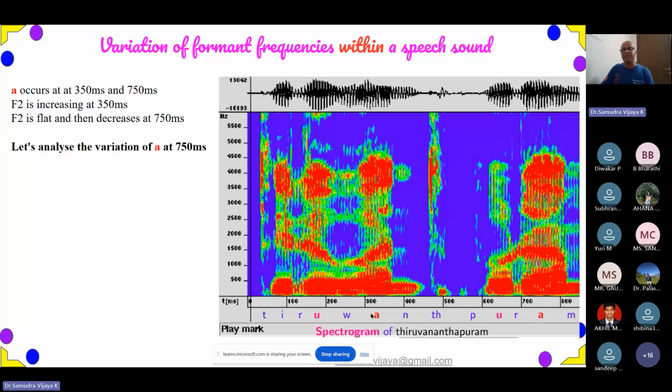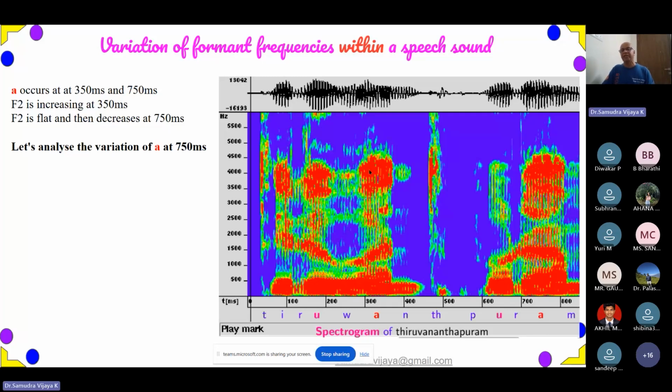The time is shown here in milliseconds. This is 800 milliseconds. And different sounds spoken at different times are shown here. Let us notice that the vowel A has occurred in Thiruvan, from here to here. This is the waveform, and this is the spectrogram. But in the same word, the A has occurred another time in Puram. This is the spectrogram of that vowel A.